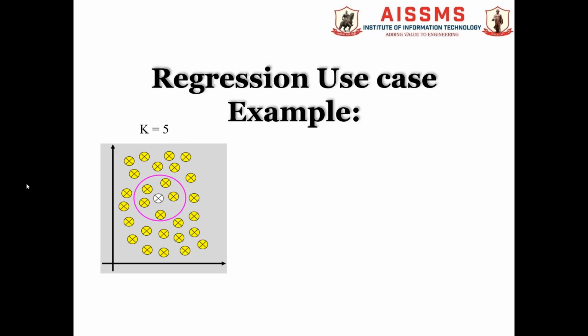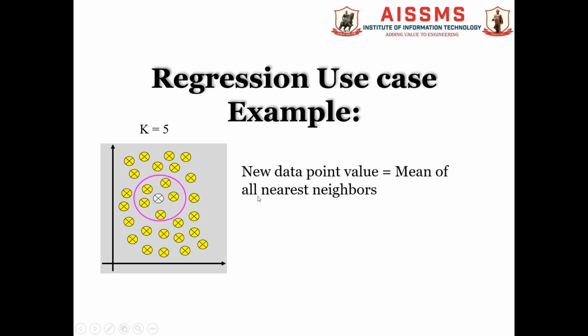K nearest neighbor can also be used for the regression problem. Here we know that in regression there are continuous values, there is no discrete output class. So if k is equal to 5, then the new data point value, this white data point, will be nothing but the mean value of all these nearest neighbors. This is how we can find the continuous value of this new data point based on these 5 nearest neighbors, that is by calculating the mean of all these 5 nearest neighbors.